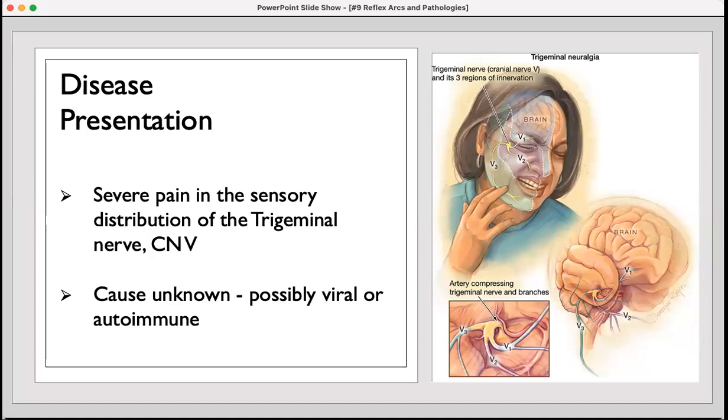This is a disease called trigeminal neuralgia. Very uncomfortable, very painful. The cause is unknown, could be viral, could be an autoimmune disorder. It's severe pain in the sensory distribution of the trigeminal ganglia, which is cranial nerve 5. And it has all of these outputs that take sensory to your face.